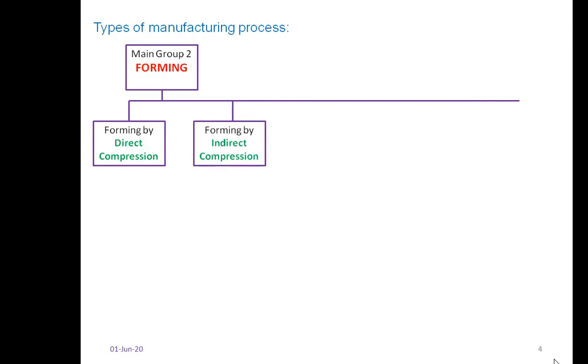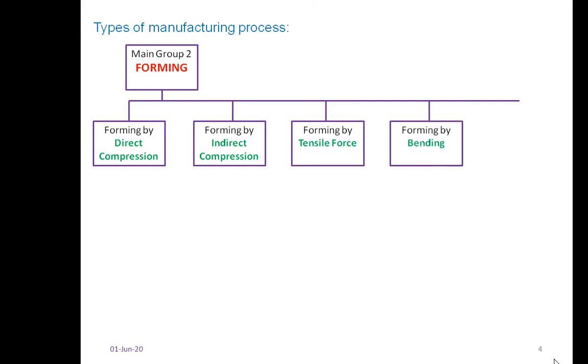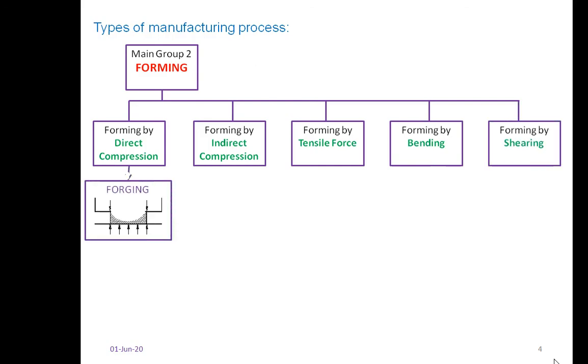So the forming processes are classified into different categories. The first category, it is direct compression process. Then second category, indirect compression process. Third one, it is tensile process, forming by tensile force, forming by bending, and forming by shearing process. So let us see the first one, direct compression process.